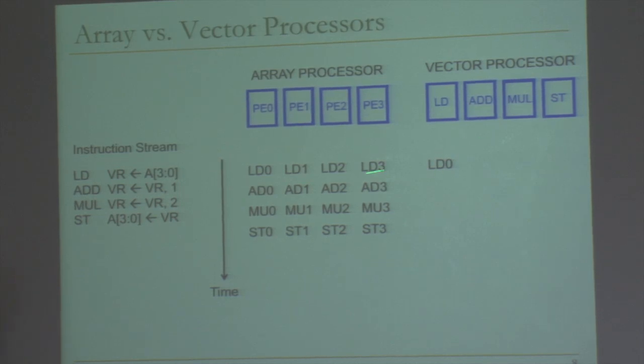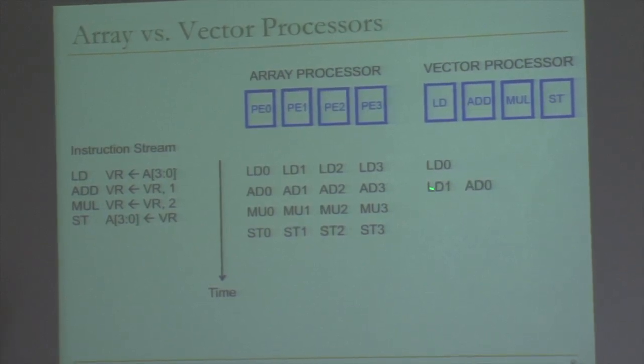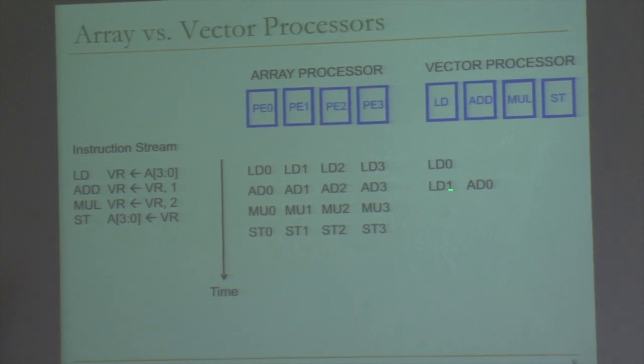You do the load on the first element of A in the first cycle. In the next cycle, you can load the next element of A, A1, while you're adding to the first element of A. You can increment, basically. And then in the next cycle, you load the second element while you're adding the first element, while multiplying the 0th element, I guess. And then the next cycle, you load the third element while adding the second one, multiplying the first one, and storing the 0th one. And then you can drain the pipeline this way.